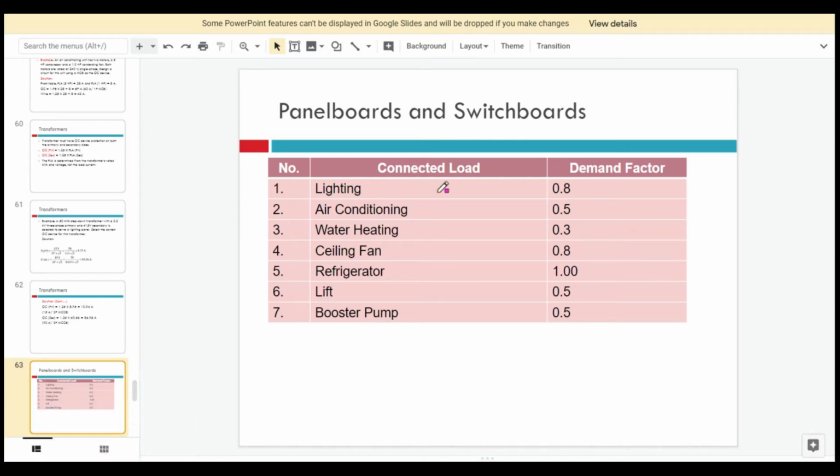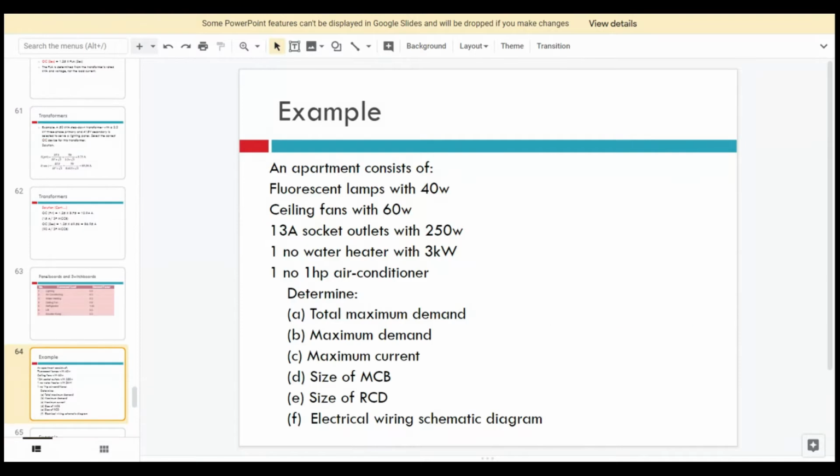Okay, for example, for lighting, we choose 0.8. Aircon 0.5. Just estimate the usage of every day in your lifestyle. And then the water heating 0.3, ceiling fan 0.8, refrigerator always on, so 1, lift 0.5, booster pump that we need is around 0.5. Okay, so we look at these examples.